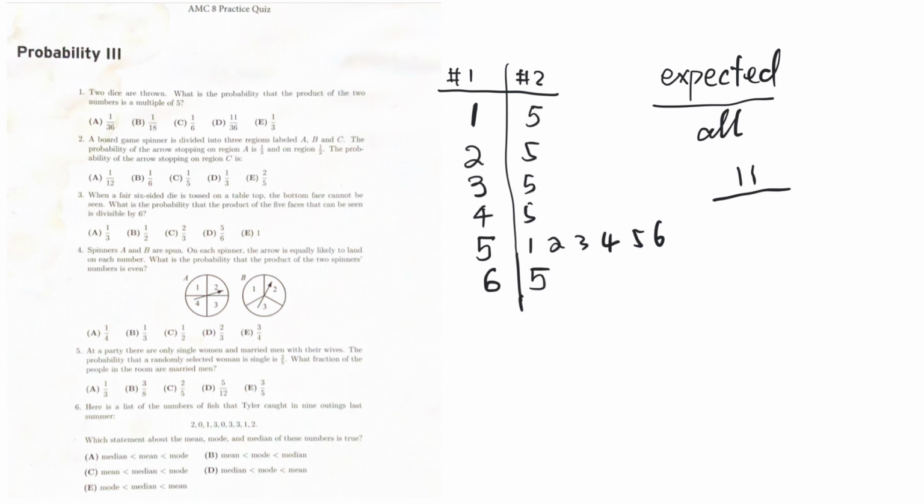And then the total events: one standard dice has 6 faces. So dice 1 has 6 possible numbers, and dice 2 has 6, total 36. So the answer is 11 over 36. The answer is D.